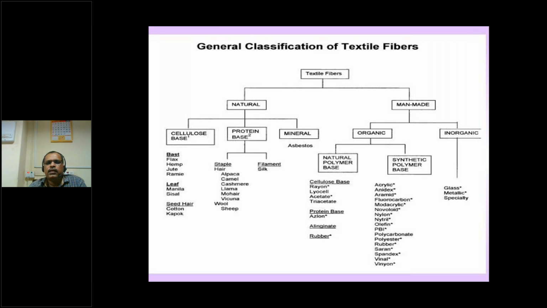That is acrylic, aramids, fluorocarbon, modacrylic, nylon, polyester, olefin, that is polypropylene, polyethylene, and many more, spandex. And another is the inorganic man-made fiber, that is glass, metallic, or specialty fibers. Glass fiber we also use for different technical applications. These are the inorganic man-made fibers.